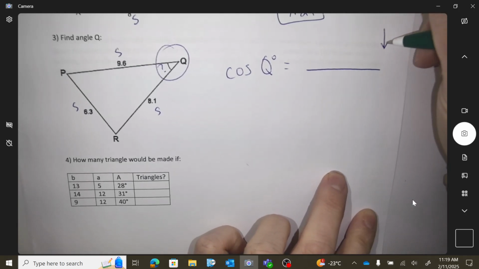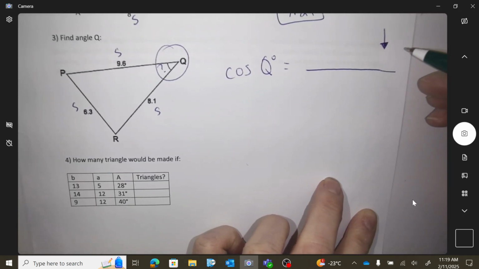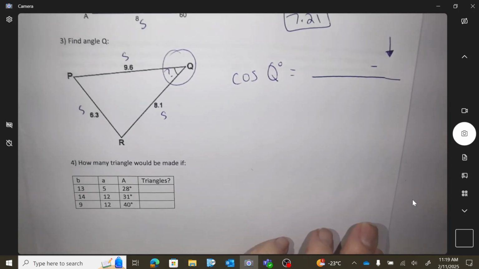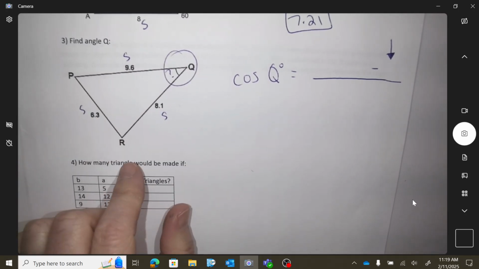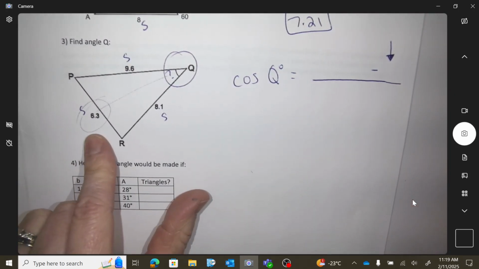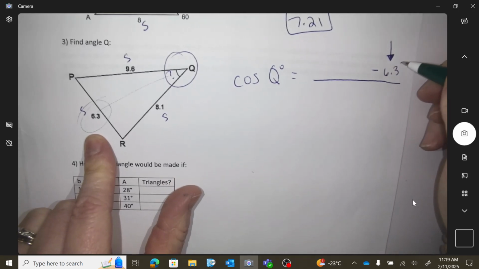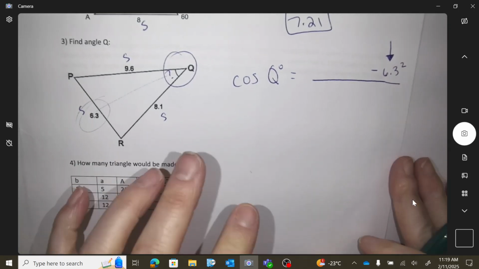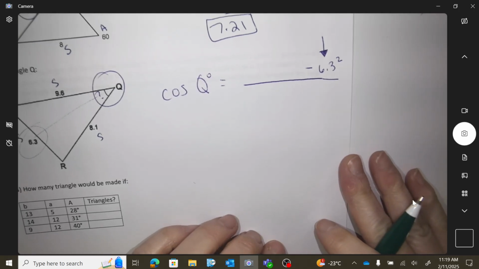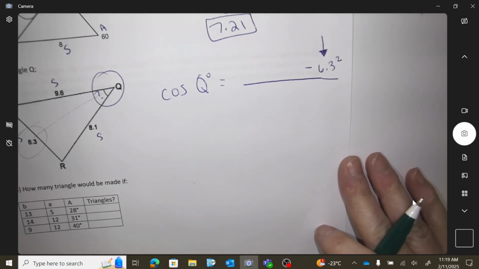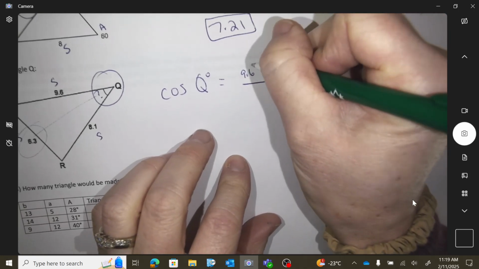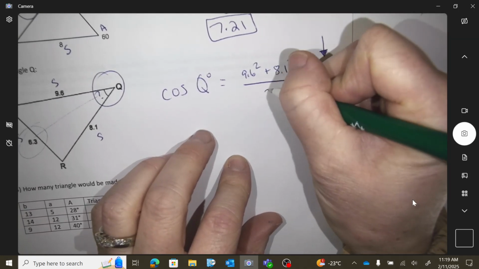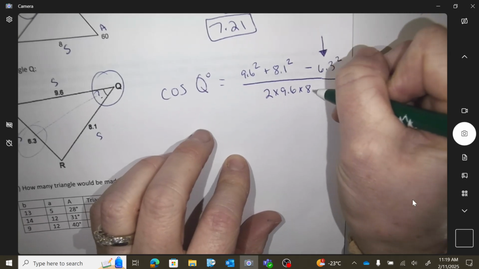Okay, I do the important thing first, which is subtract what side at the end of the formula. That's the important part. Which are the 3 sides? 6.3 is the one that's important. 6.3 squared. Okay? So put it at the end. And then all the other sides go in. So you're done thinking about 6.3. Once you've put it there, you're done with it. So 9.6 squared, 8.1 squared, 2, 9.6, 8.1.